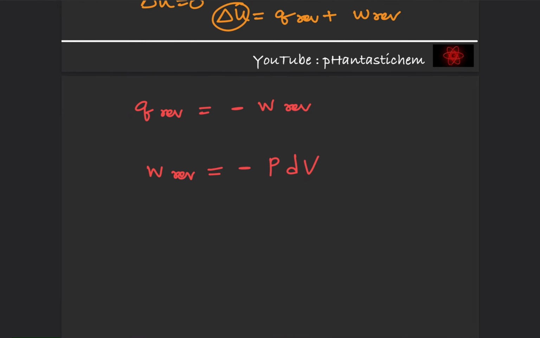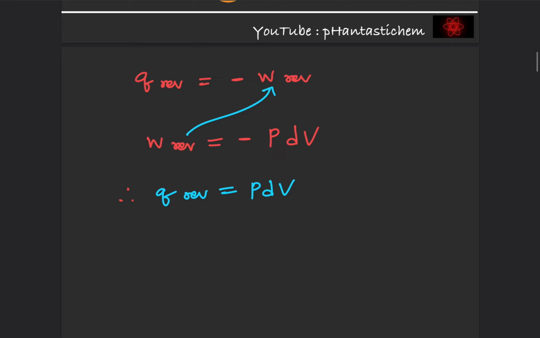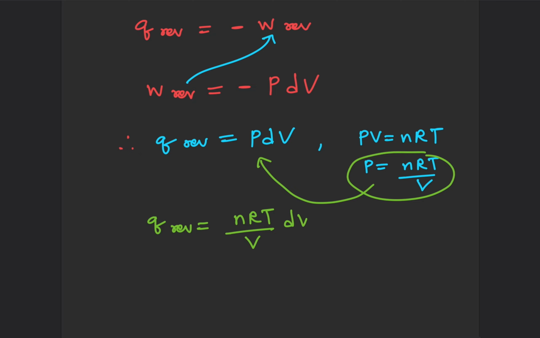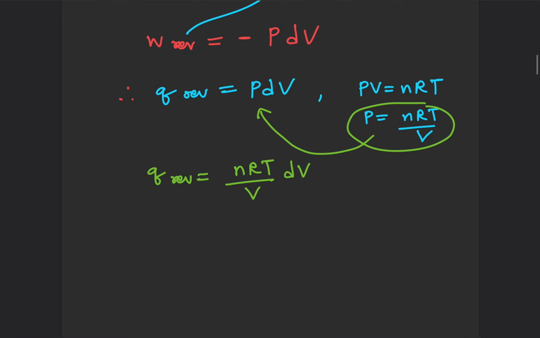Therefore Q reversible will be equal to P dV. For ideal gases we can write PV is equal to nRT, so P will be equal to nRT by V. I will substitute the value of P here. So Q reversible will be equal to nRT by V dV. And obviously we know the temperature is 300 Kelvin.